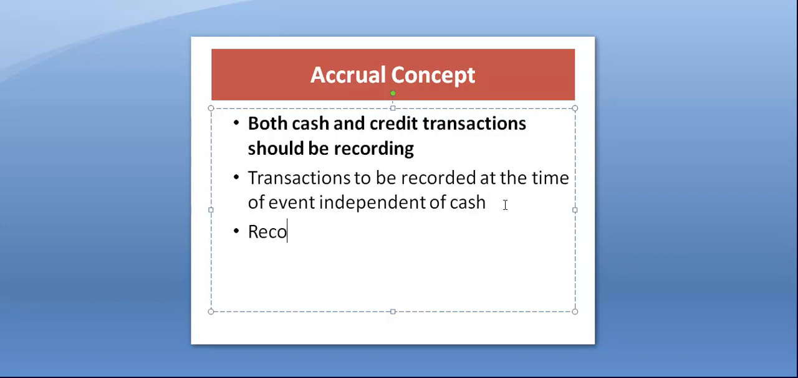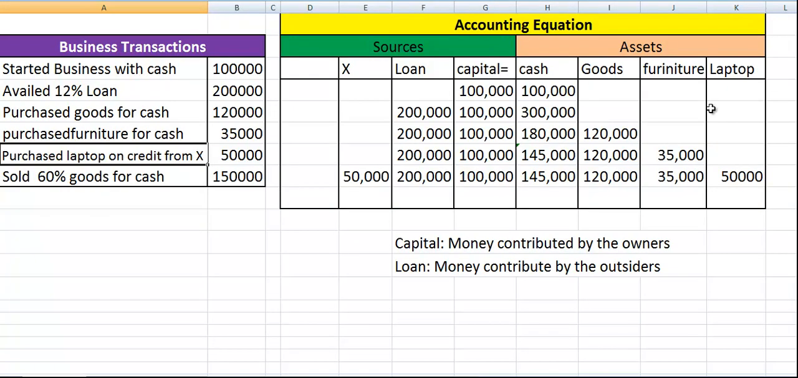So it is a recognition concept. That means when should I recognize the transaction? The accrual concept is one of the fundamental concepts of accounting. That is why even if it's for cash you record it, and even if it's for credit you record it.